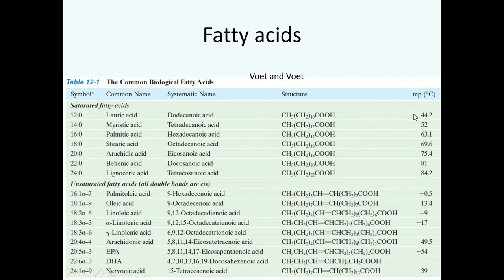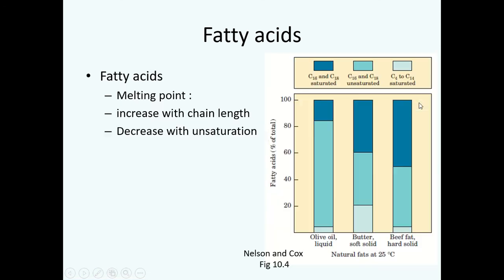Again, we refer back to the same table. You can see lauric acid or dodecanoic acid, which is a 12 carbon fatty acid, has a melting temperature of 44. Now you can see that as the chain length is increasing, 14 carbons, 16, 18, and so on, the melting temperature or the transition temperature of these lipids is also increasing. So one important factor governing the transition temperature or the melting temperature is the chain length. The melting temperature increases with the chain length.